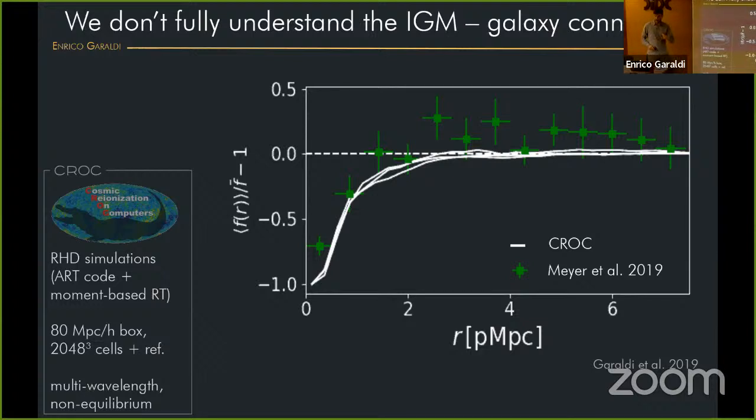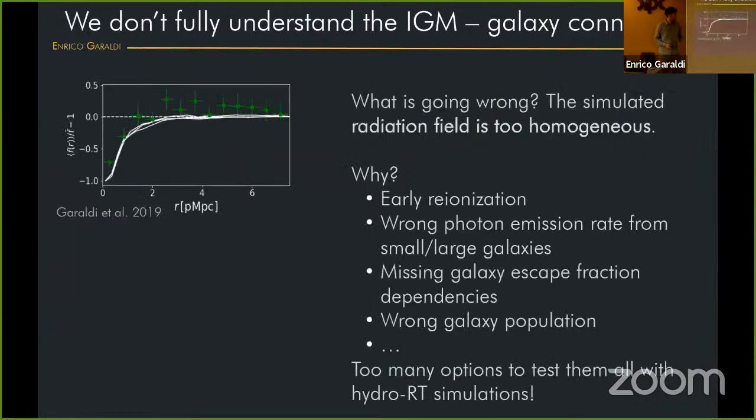Now, I spent a lot of time trying to study the simulation and understand why I could not find this excess transmission. Was the simulation wrong, or were the observations somehow wrong? And I came up with a lot of different possibilities that all kind of boil down to saying the simulated radiation field is too homogeneous.